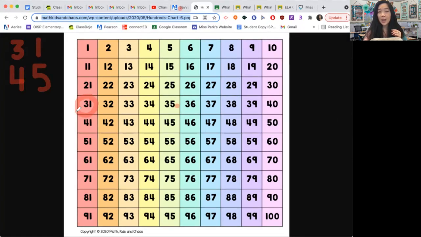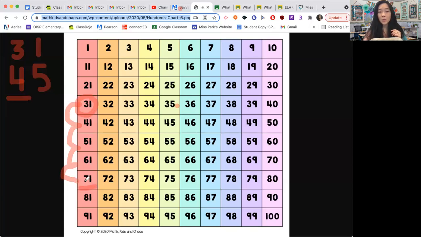Okay. The next step is you're going to skip count by tens with this 10 here. How many tens do we have in the number 45? 4. So we're going to skip down 10. Ready? 1, 2, 3, 4. So 31 plus 40 would get you to 71.